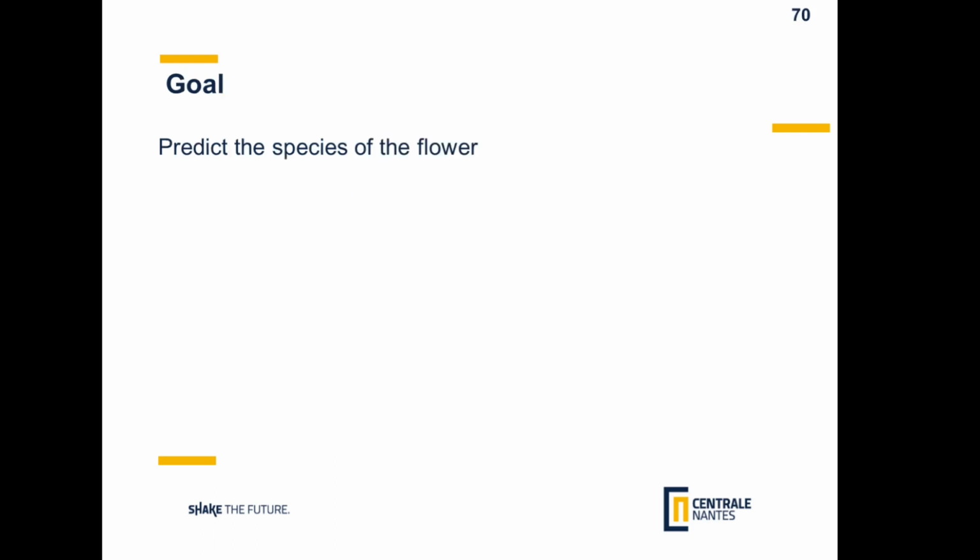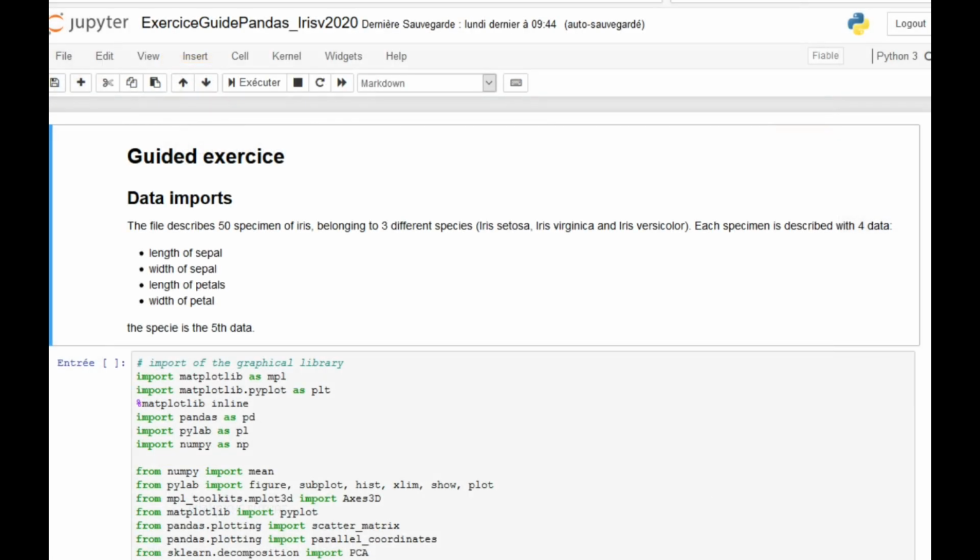So I will use Jupyter Python to study this sample. You can find the file on Hippocampus, so you can rerun it on your own to see how it works. So here is the document. The first thing to do is import all the libraries that we will use and import the data.